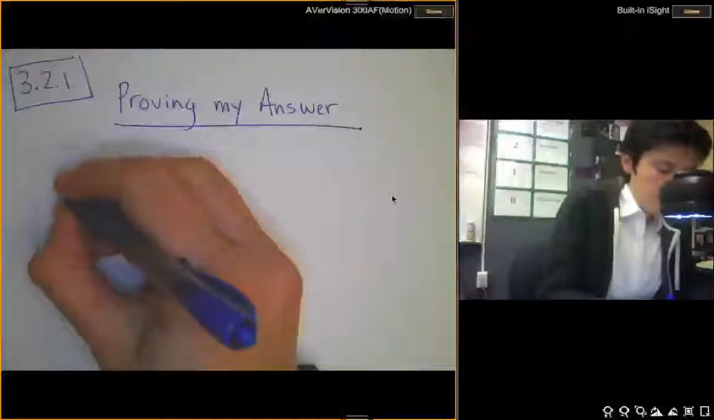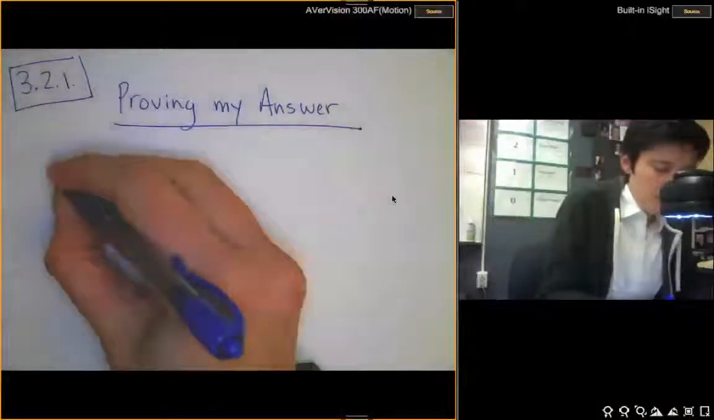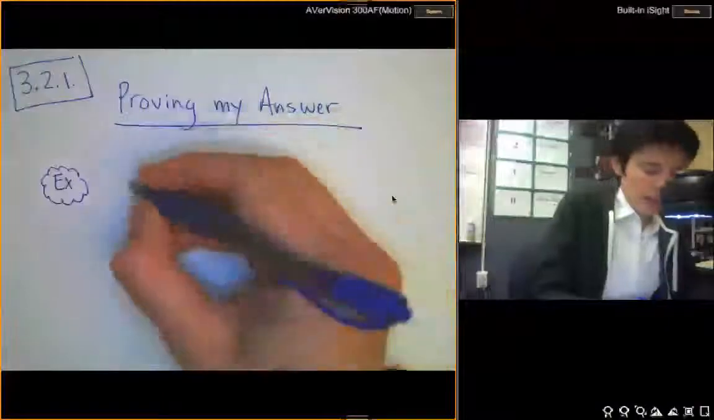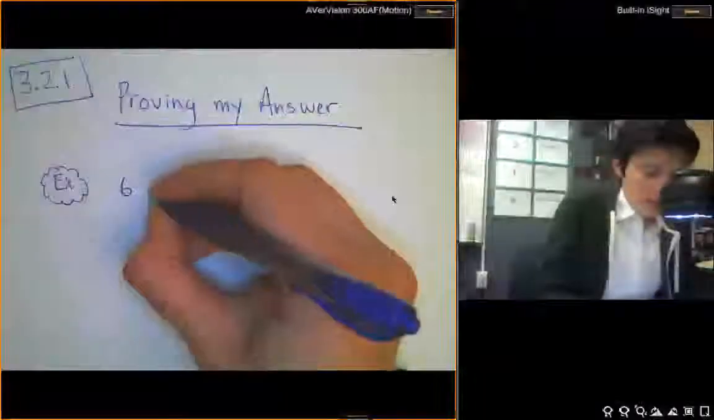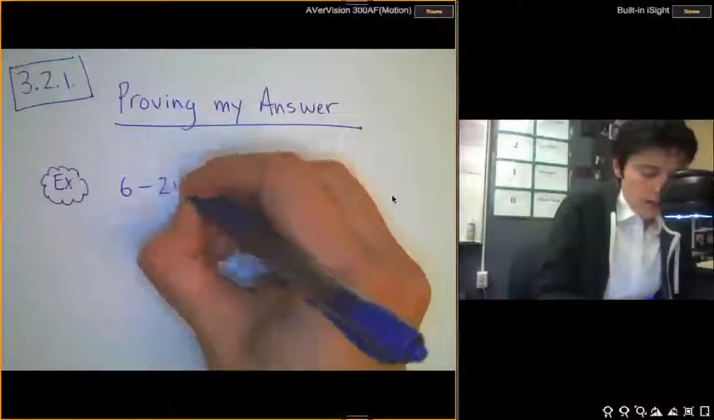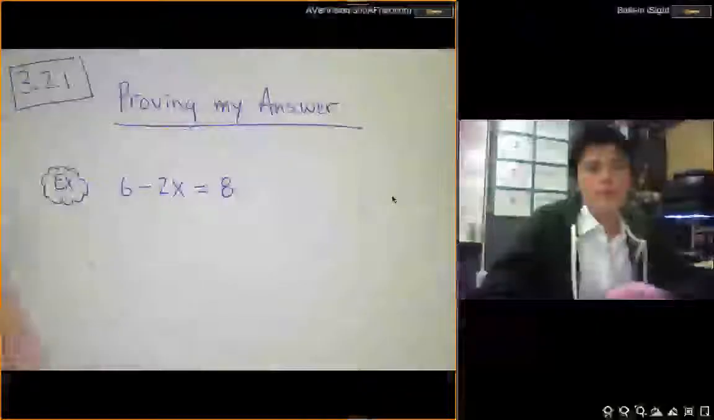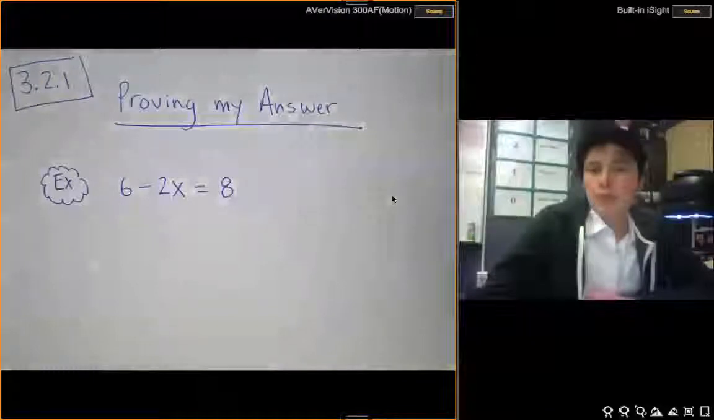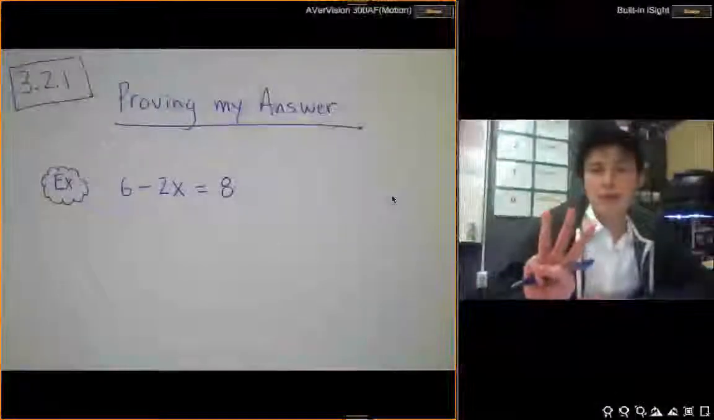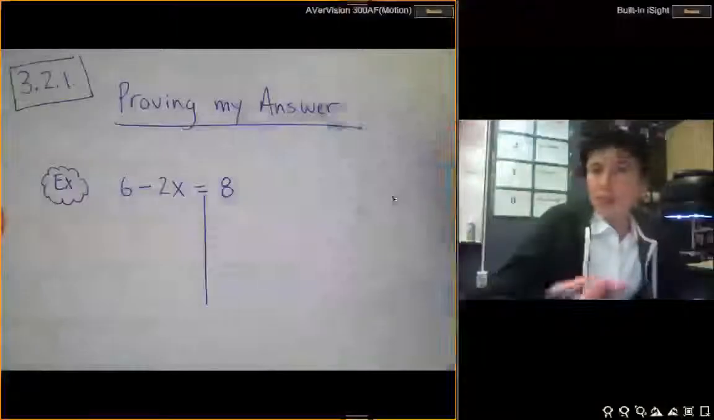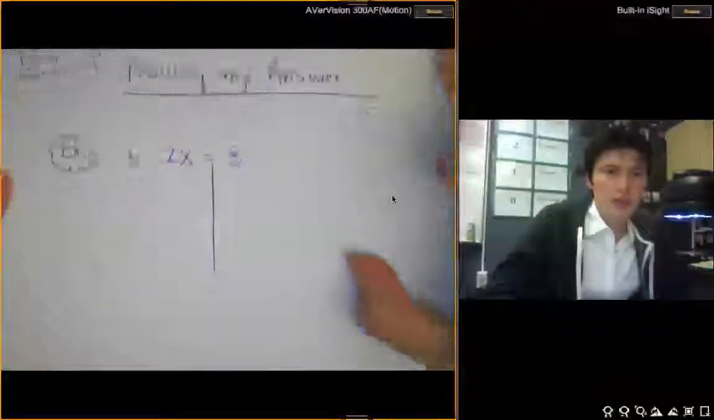So if I give you a problem, let's make up a problem here. It could be anything. Like let's say we had 6 subtract 2x equals 8. Well, to be proficient and be at what we call level 3 in class, you would put the line down the middle and you would go through your steps and you would solve for x and get an answer. So I'm going to do that right now.